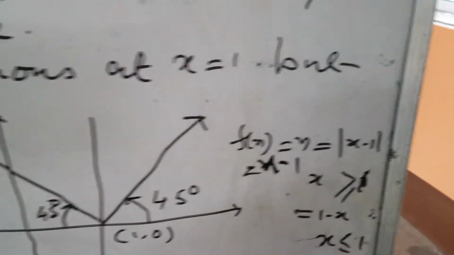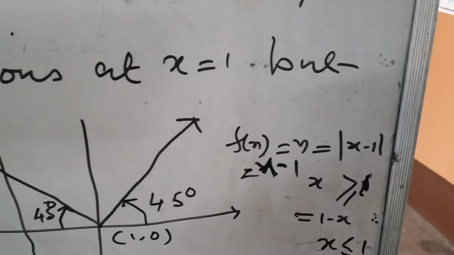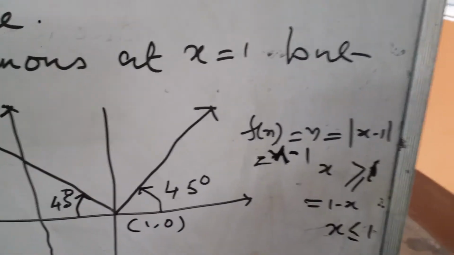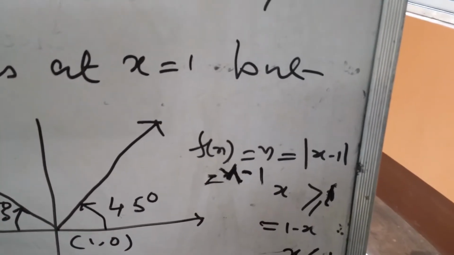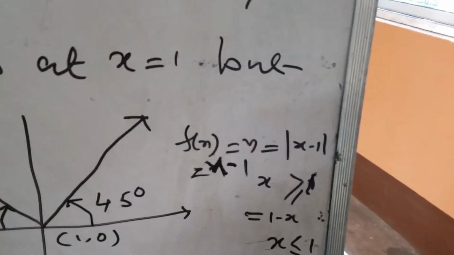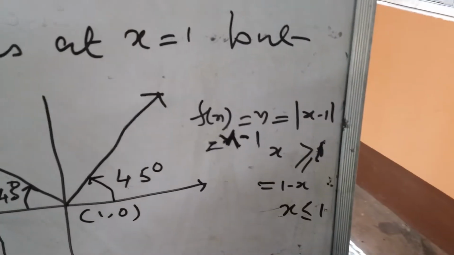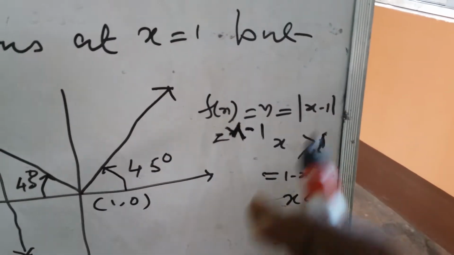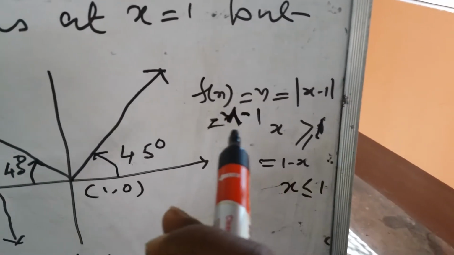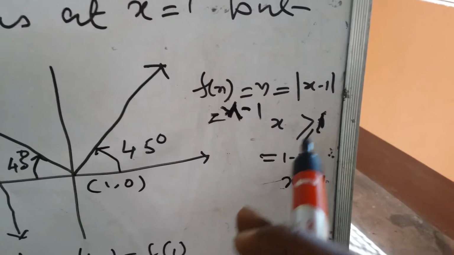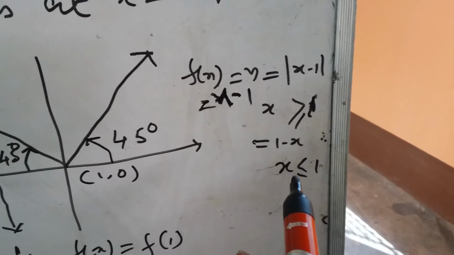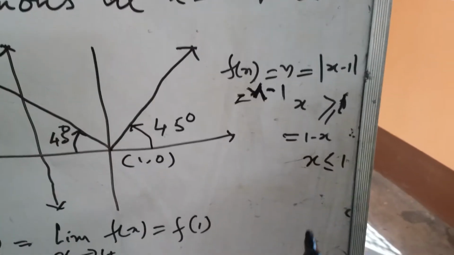We obtain from mod x: mod x equal to x if x is greater than or equal to 0, and mod x equal to minus x if x is less than 0. So from this we can write mod x minus 1 is equal to x minus 1 when x is greater than or equal to 1, and 1 minus x if x is less than or equal to 1.